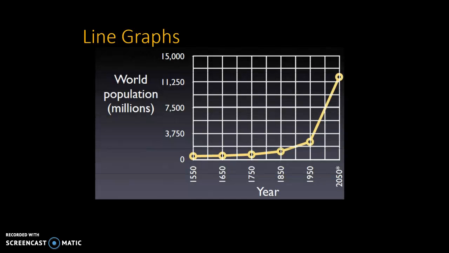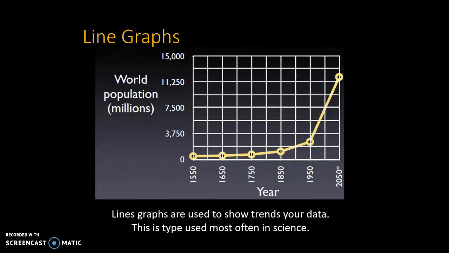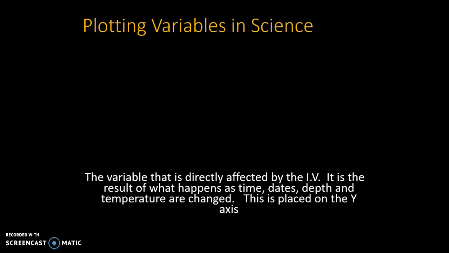Line graphs, which are the most that we're going to be using in science class. They show trends in data. So when we do labs, most of the time you're going to record your data and then you're going to plot a line graph so that you can see the behavior of the different samples.